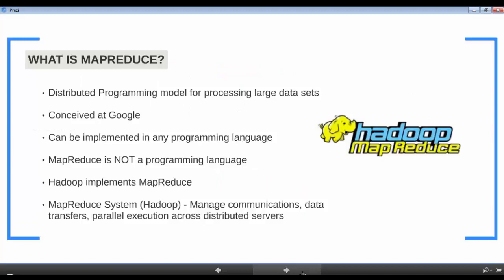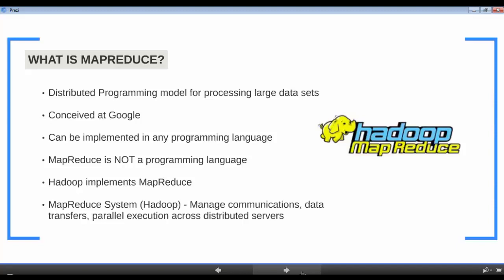Okay, so let's summarize what we learned about MapReduce. MapReduce is a distributed programming model for processing large data sets. So this concept was conceived at Google, and Hadoop adapted this programming model. It can be implemented in any programming language, and Hadoop supports a lot of programming languages to write MapReduce programs. You can write a MapReduce program in Scala, Python, C++, and of course Java.